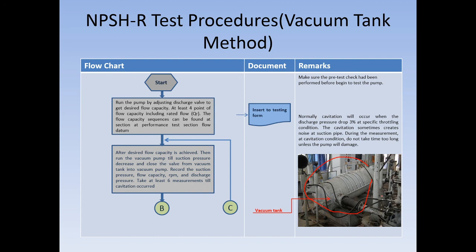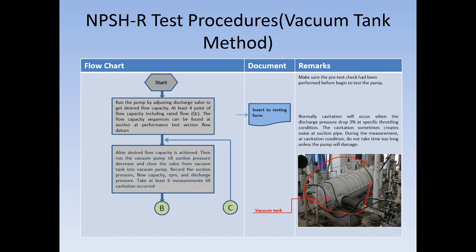So in other methods you are playing with the throttling valve, but here in the vacuum tank you are playing with the vacuum pump. You operate the vacuum pump until cavitation occurs, that I explained to you: 3% of the head discharge change is when cavitation starts. So that's the only difference. But a vacuum tank is not practical for a big pump, because the bigger the pump flow capacity, the bigger you need to build the tank. So it's not economical to build a big vacuum tank.